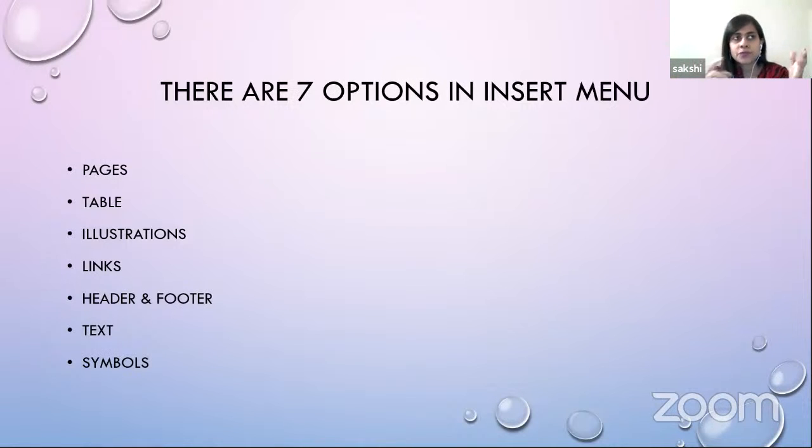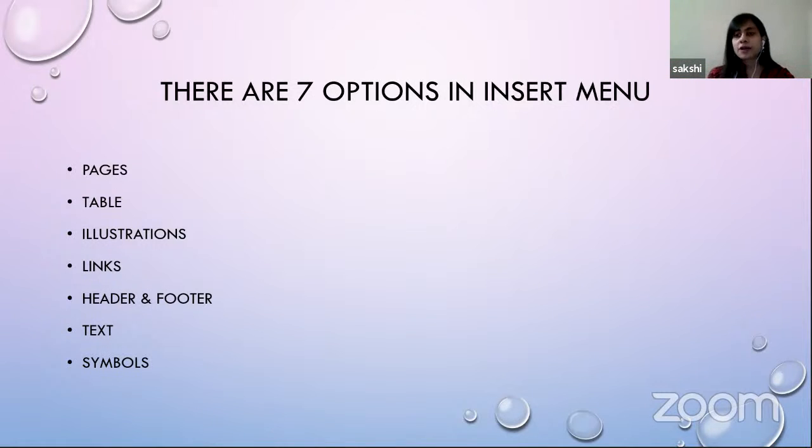Like, if you want to add a cover page, break the page, or create a duplicate page, all these 3 options will be under the page group. In the downside, you will see the name as page. For table, we'll have another column where it will be written table, and all the editing features of table will be there. Illustrations. In illustrations, you're going to find smart art, chart, pictures, online pictures, charts, graphs, all these options.